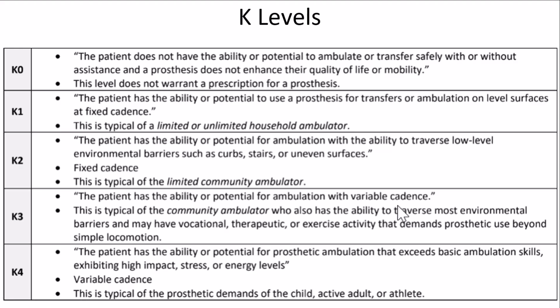Okay, as Dr. Ustall said in the video, the kind of foot that the person is eligible for is going to depend on their K level. And we talked about K levels last class, and just a quick review, K0, person is not eligible for a prosthetic. K1 and K2 are fixed cadence ambulators. They don't change their walking speed. K3 and K4, variable cadence. They can change their walking speed for both of them, and K4 is reserved for those high-level athletes.